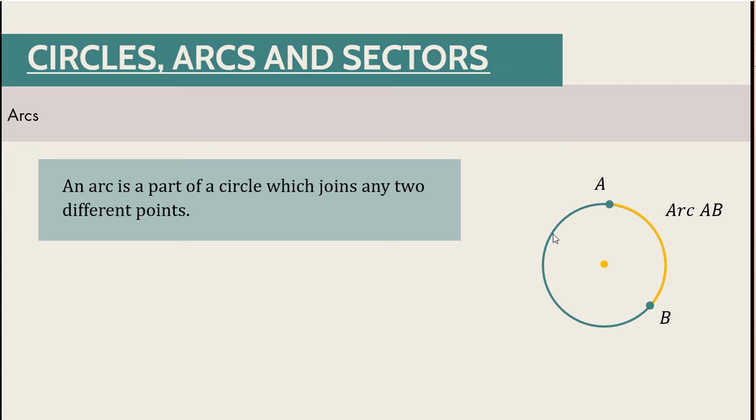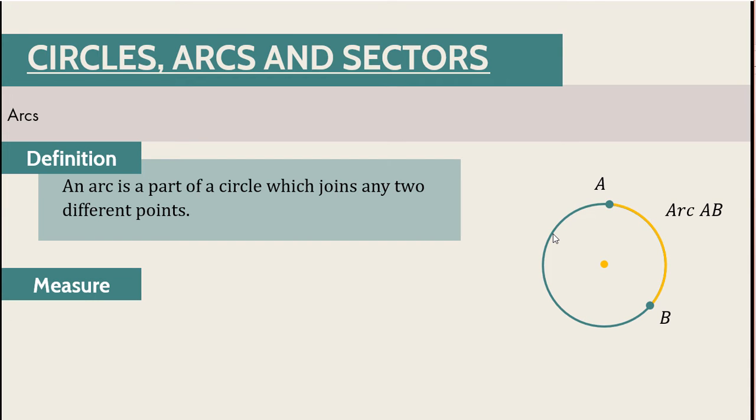Can you see the arc AB colored yellow? This is an arc. Of course, we have another arc, the other path, the arc that travels from A counterclockwise to B. You see that? We have two arcs AB on the same circle.